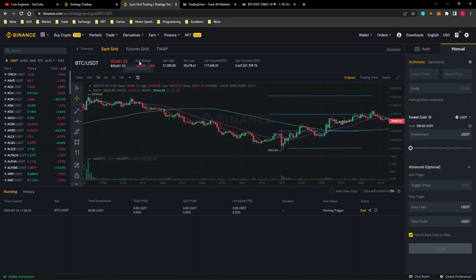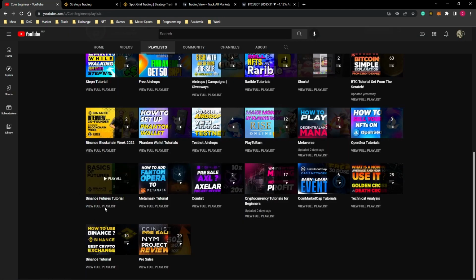As you can see, we have this futures grid, but I will not show the futures option because futures trading, compared to spot trading, is much more dangerous. But it pretty much works the same way as the spot grid. Watch our Binance Futures Trading playlist and learn more about futures trading. Until then, don't think of opening the futures option as you may lose all of your investments.